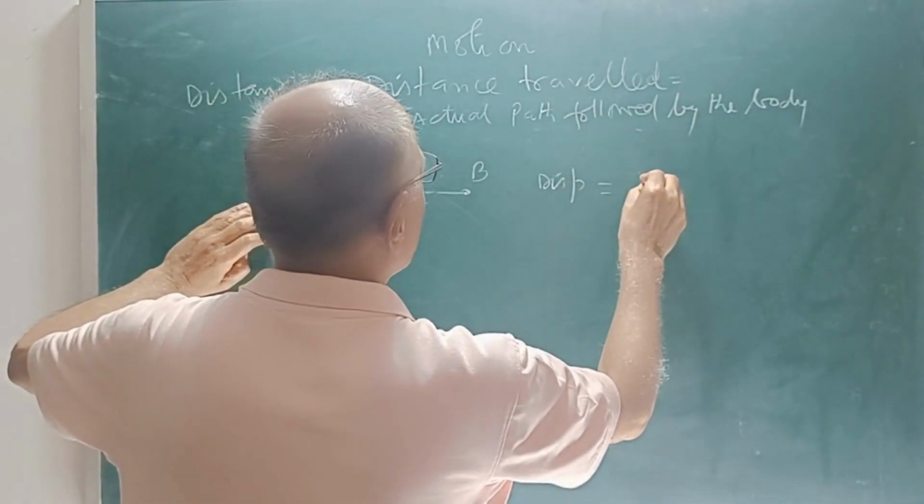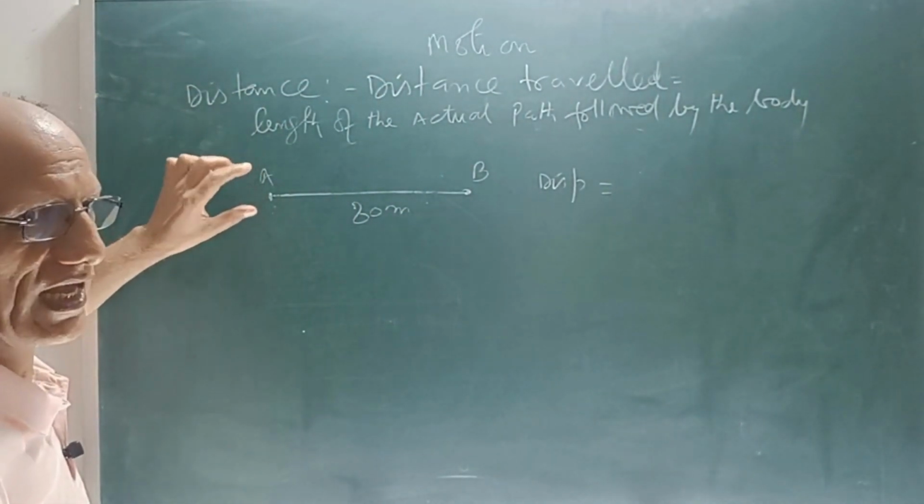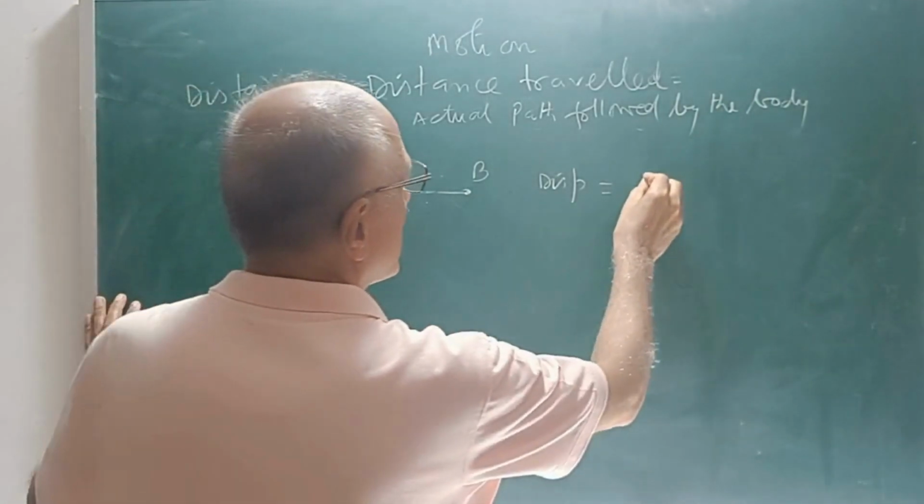So displacement is change in position. Initially he was at A and finally he is at A. So there is no change in his position. So that is 0.